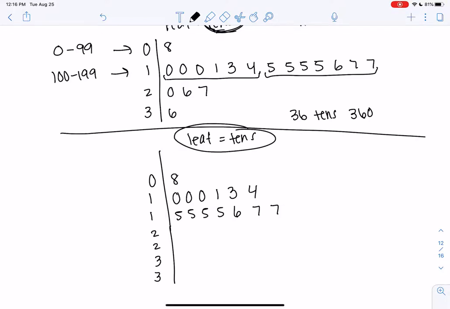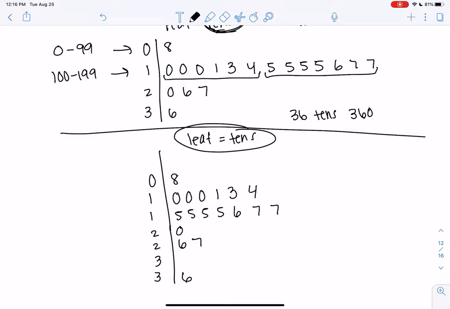But again, make sure you pay attention to this. So for the 2s, these are the 200s. So we have 200, 260, 270. And then the 300s, we have none in the 0 through 4, but we do have 360. And that's our stem plot, or our stem leaf plot.